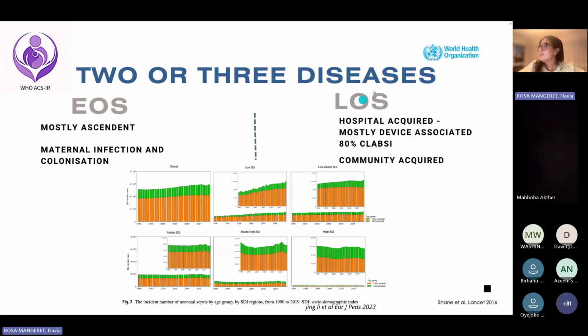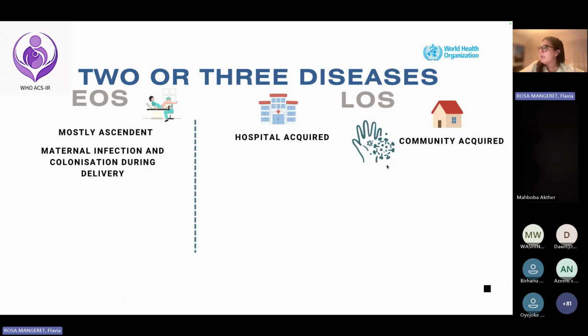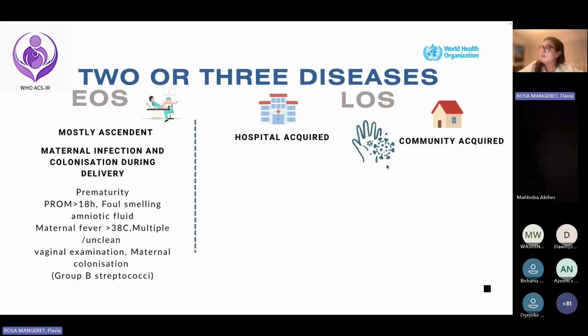And late onset sepsis will happen after these 72 hours, can be hospital acquired. Most of these hospital acquired infections, when you have a device, are device associated, but it can also happen through other sources, for example hygiene issues. And they can also be community acquired, so basically based on community contact. So 2 or 3 diseases. So if you go to early onset sepsis, what are the risks?